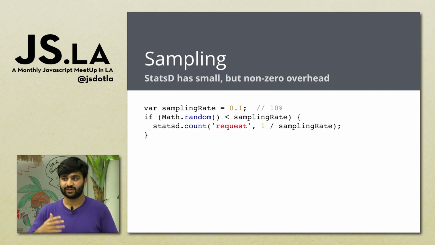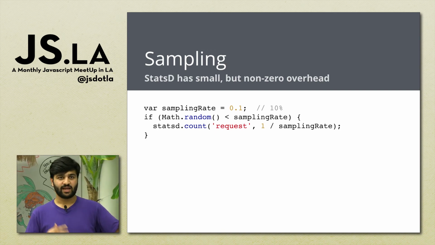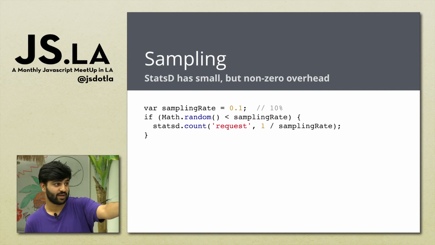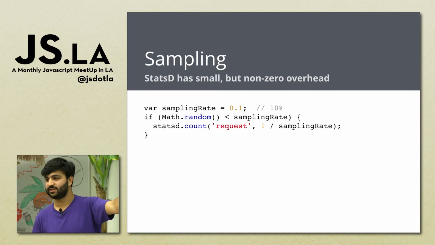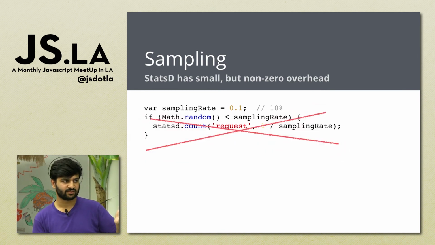So the idea behind it is you basically just probabilistically send StatsD metrics. In this case, we've got a sampling rate of 10%. If math.random is less than 10%, essentially, we then issue the count. But because it'll only enter the if statement 10% of the time, you've got to ramp up the actual value that you're incrementing. So this is kind of a burden to think about, and you shouldn't do it this way.